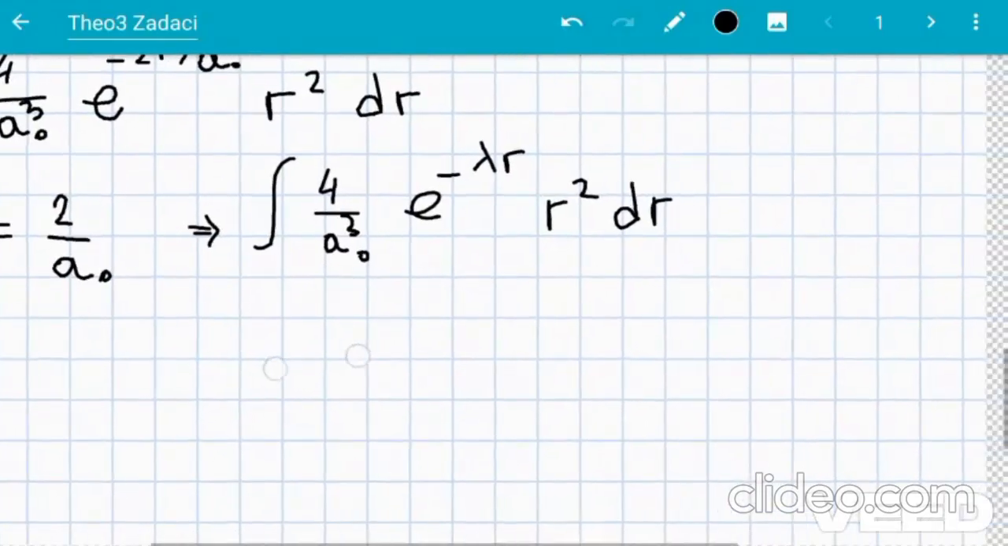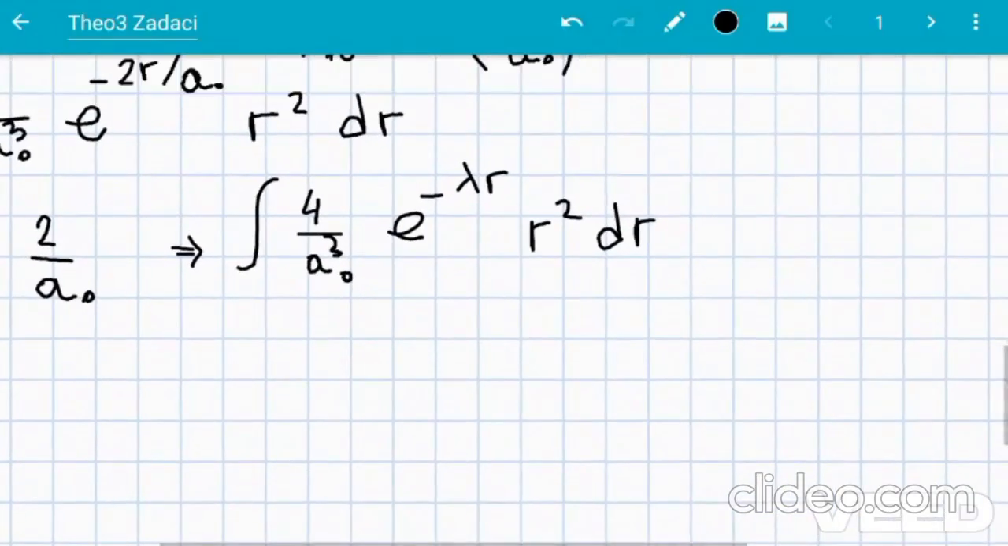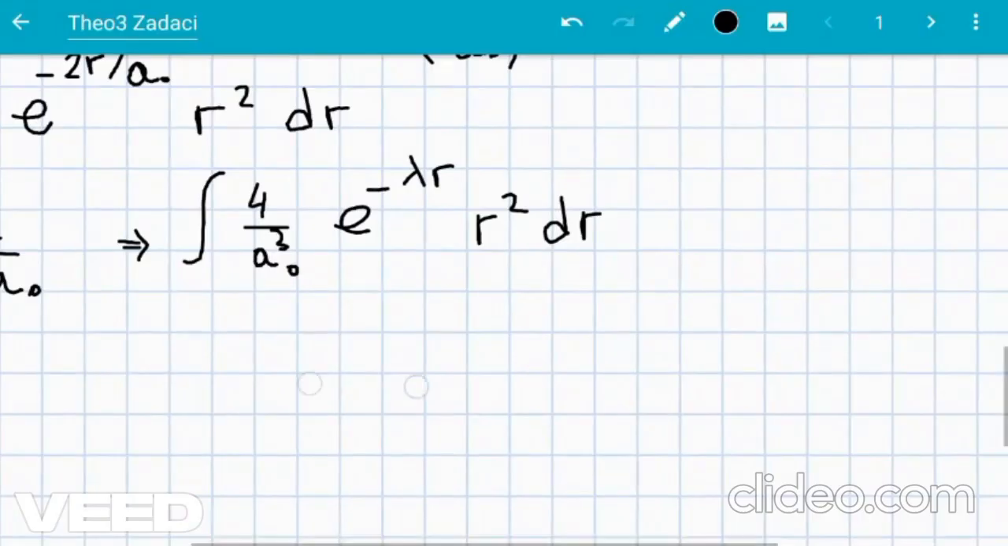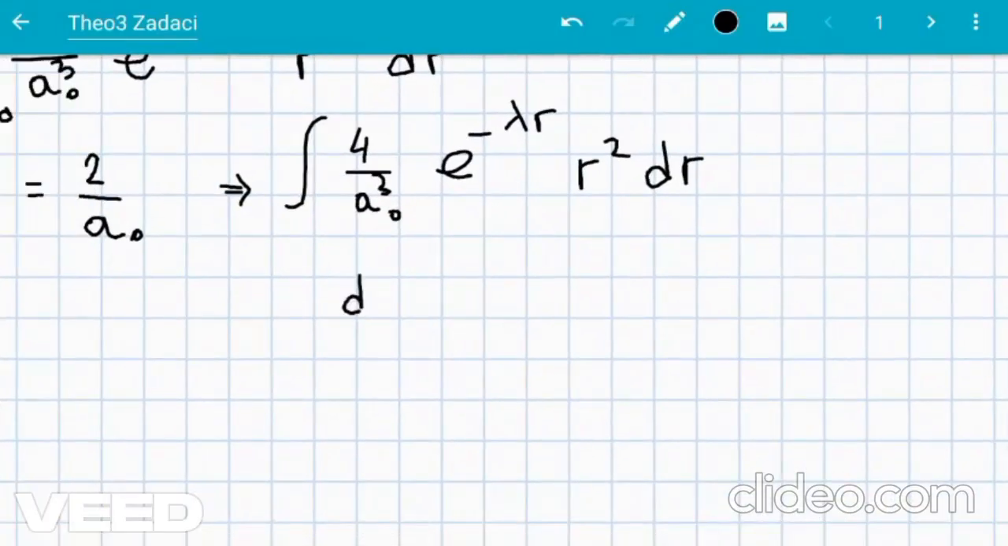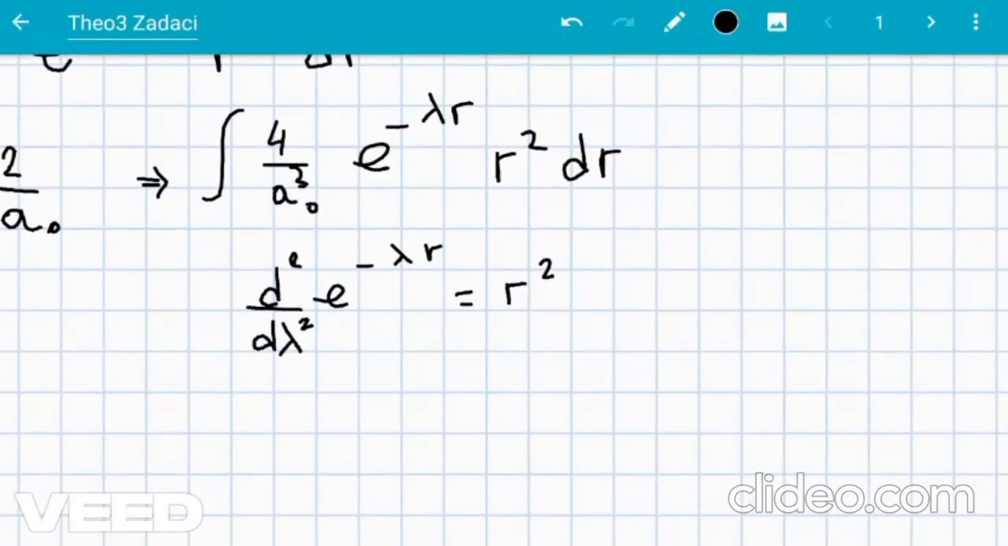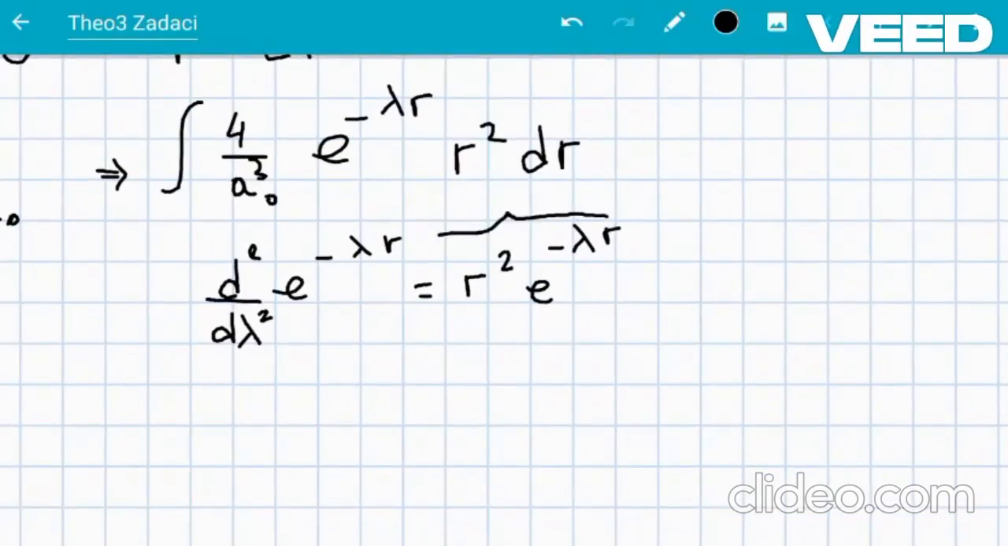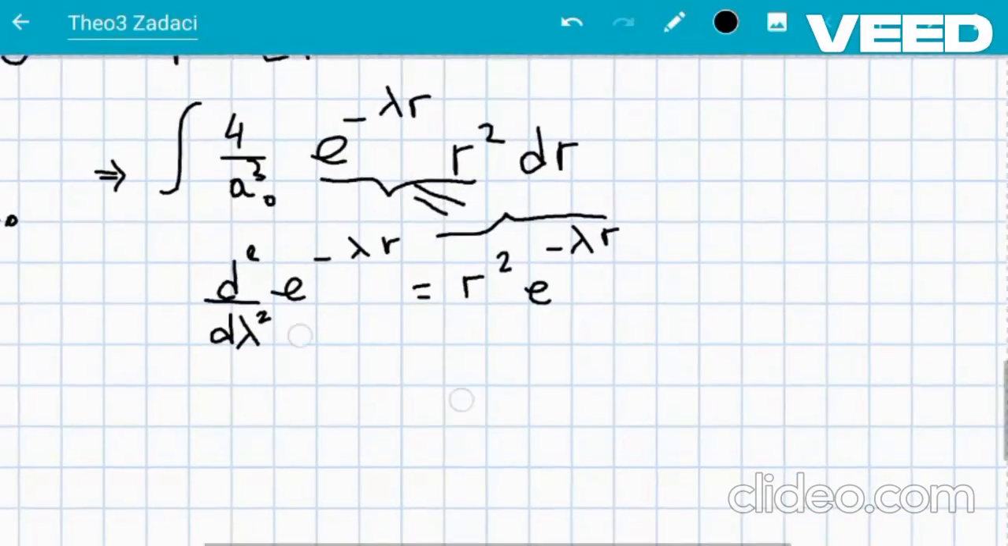And so with this substitution we can use a derivative rule, which allows us to take the derivative of the e function with respect to lambda, and that's just going to simplify the whole expression. When we take the second derivative of e to the power of minus lambda r, the first derivative is going to just give me minus r, and the second derivative is going to give me minus minus r times r, which is just r squared, and of course the e function itself. So when we compare this, we can see that this whole expression here is just equal to this.